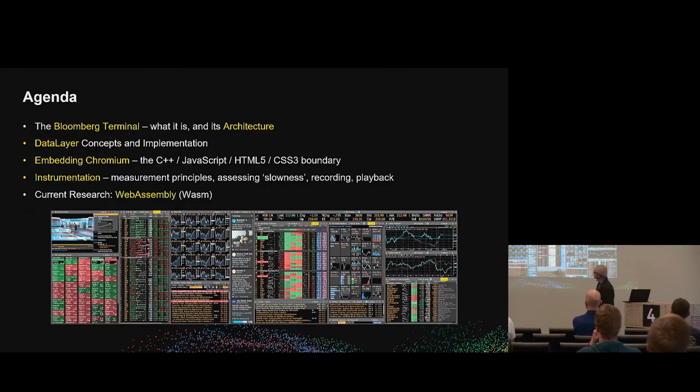I'm going to talk about instrumentation, the kind of principles we use to measure how things are behaving, how we actually assess slowness. If a user says, this feels slow, what does that actually mean? How we record and playback what's going on so we can actually generate reproducible test cases. And also some of our current research we're doing into WebAssembly.